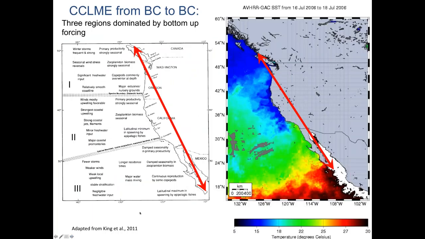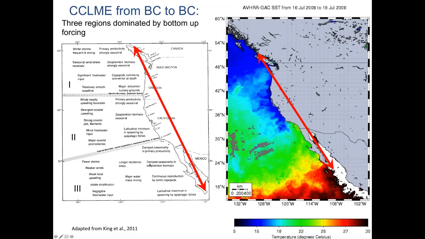Okay. So as I said, the California Current large marine ecosystem really stretches from Baja California to British Columbia. And we talk about three subregions in that, the northern region, which has much stronger storms. You see seasonal wind stress reversals. You get significant freshwater input. The middle region, which goes somewhere from between Cape Blanco and Cape Mendocino, that's not a fixed boundary. It fluctuates. But that's the area where the winds are most upwelling favorable. You get the strongest coastal upwelling. You get the development of the strong coastal jets and filaments that go offshore. You don't have much freshwater input. And so the primary activity in that area is very strongly seasonal.